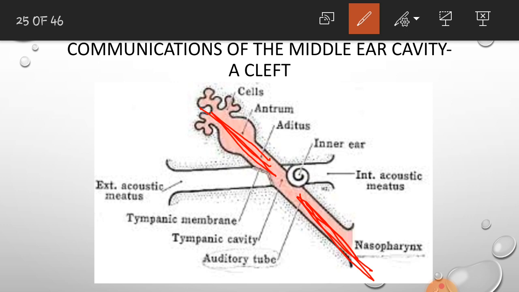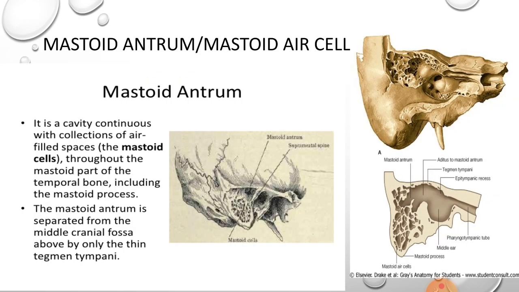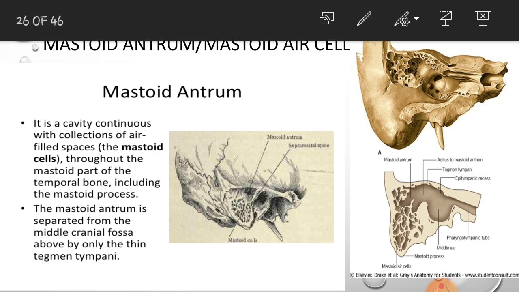Okay? In short, the middle ear cavity must be considered as a cleft which communicates with all the important cavities and structures around. Posteriorly, it is communicating with the mastoid antrum and mastoid air cells. It is a cavity continuous with a collection of air-filled spaces, the mastoid cells, throughout the mastoid part of the temporal bone, including the mastoid process. It is separated from the middle cranial fossa above by only a thin bone, the tegmen tympani.